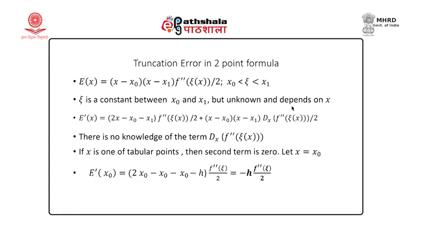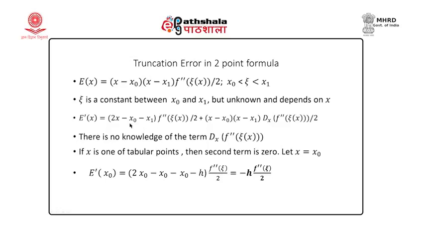Now, there is a difficulty with this term because this is not known to us, because xi is not known to us, xi as a function of x we do not know, and because we do not know this function, there is no knowledge about d/dx f double dash xi x. But there is one remedy, and that remedy is, in case we are estimating the derivative at one of the tabular points, namely at x0 or x1, then because this term has the product x minus x0 into x minus x1, this term will become 0.